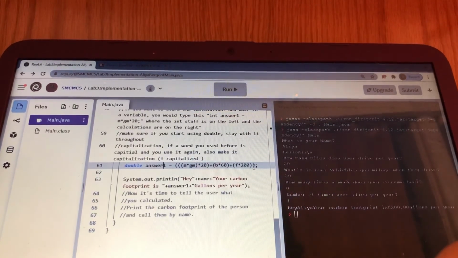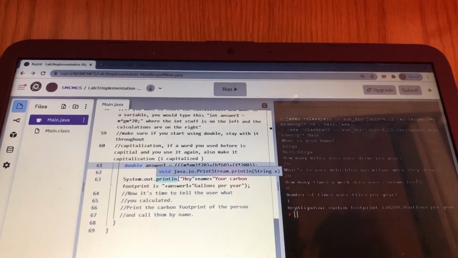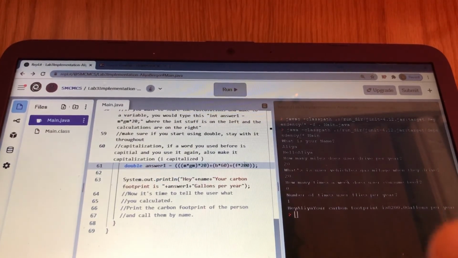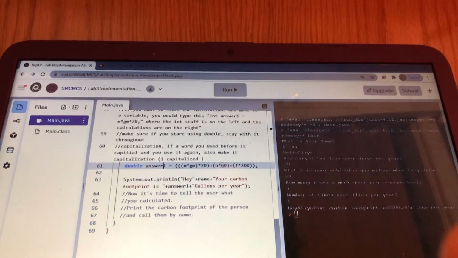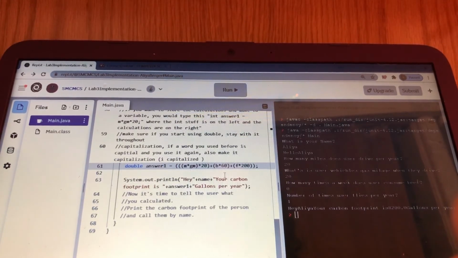And so yeah, this is the equation, the calculations, and then it's stored as answer1, and then down below we ask the computer to print out, hey, the name, and then the carbon footprint, because you add up all of these little individual equations, we add those all up into one to get the final carbon footprint, and that is in the gallons per year.